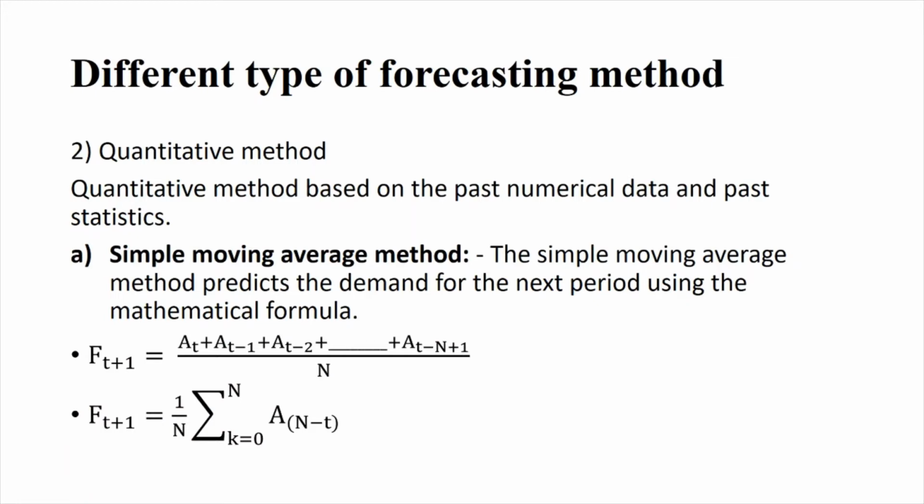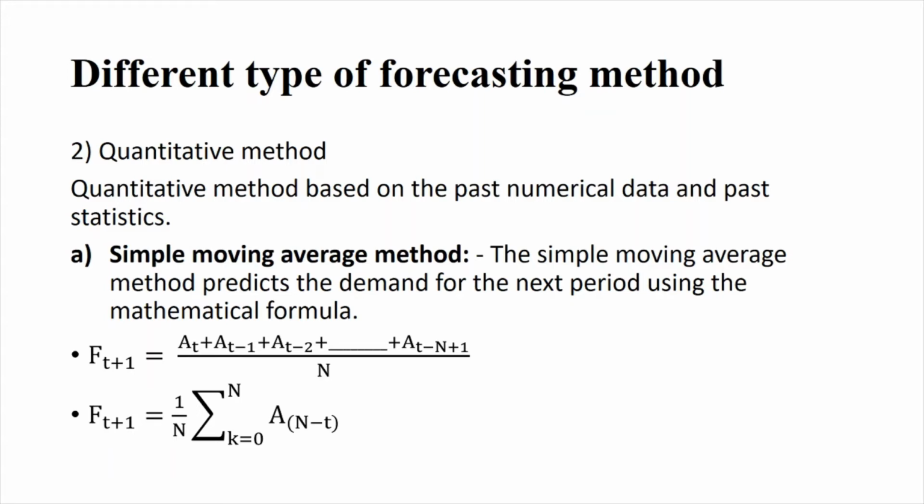Second is the quantity method. The quantity method is based on past numerical data and past statistics. In this we will discuss first the simple moving average method. So what is the simple moving average method? The simple moving average method is based on the previous data of demand for the next period. It uses a mathematical formula for finding the forecast for the next period. It uses the average value of all actual demands of previous months.